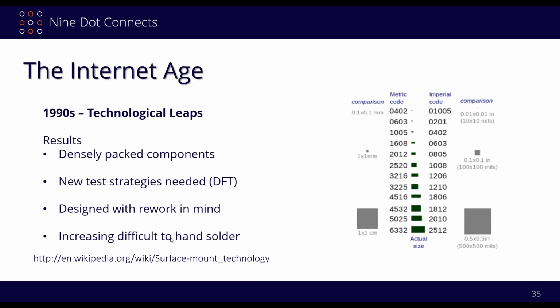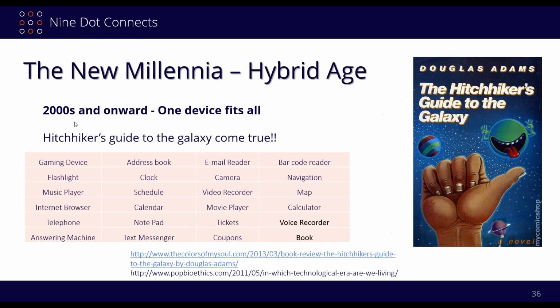And of course, it's increasingly difficult to hand solder. You look at this 0402 and 0603, and these are the actual sizes. I mean, it's really hard to get tweezers on them, let alone try to solder those on. So what we're seeing in the 1990s is a huge miniaturization of things. Where do we go from here?